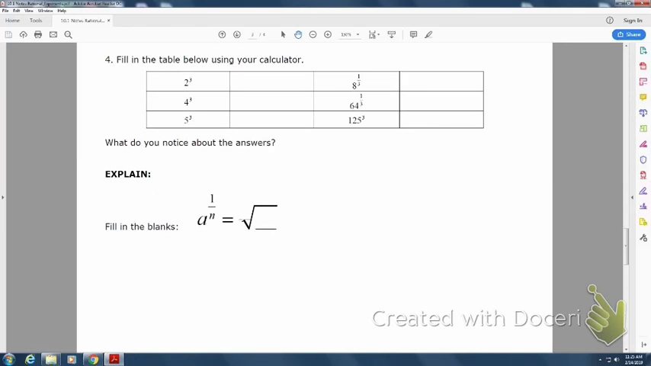So on this, Catherine, do 2 cubed for me. Lisa Betta, do 4 cubed. Austin, do 5 cubed. Trevor, do 8 to the power of 1/3. Jessica, do 64 to the power of 1/3. And Jen, do 125 to the power of 1/3.